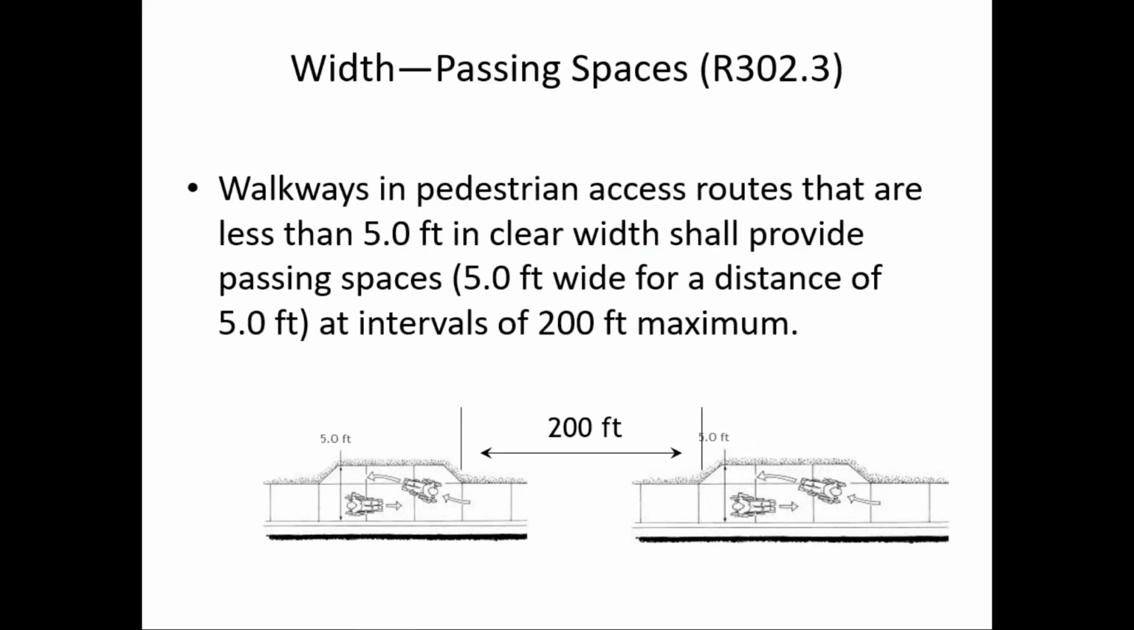PROWAG also says that if your walkway width is less than 5 feet, there needs to be 5 foot by 5 foot passing spaces at intervals of 200 feet maximum.